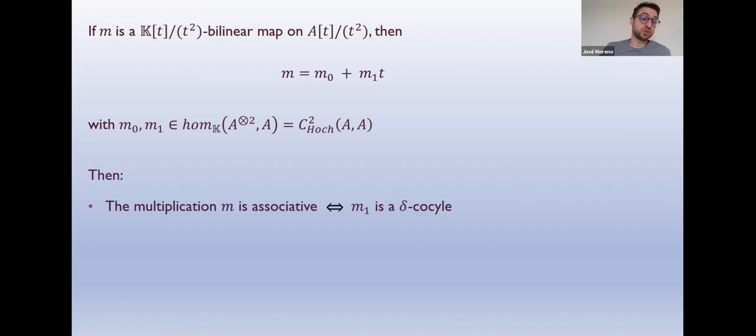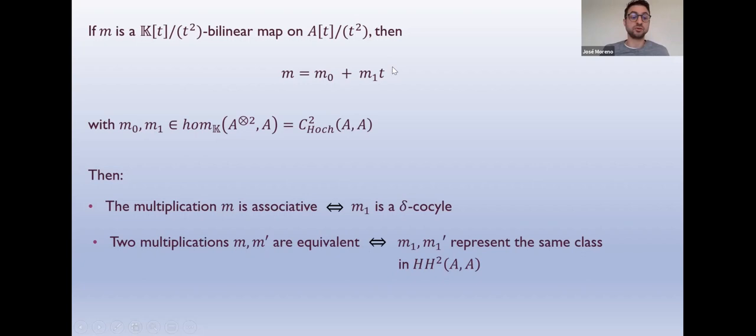So you can see that it starts to appear quite naturally. Now, you can show that if you write this M, and you try to write the associativity condition, you will find out that this multiplication will be associative precisely when the thing that you are adding is a cocycle for the differential of the Hochschild complex. So multiplications correspond to cocycles. And if you write that two multiplications be equivalent, you can show that they will be equivalent if and only if the two cocycles that are creating those multiplications actually represent the same class in the second Hochschild cohomology.